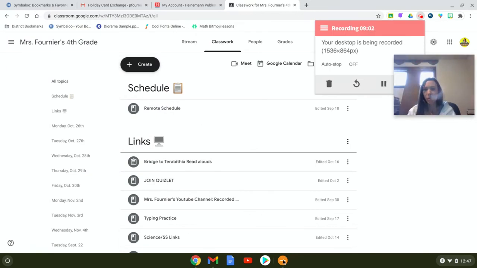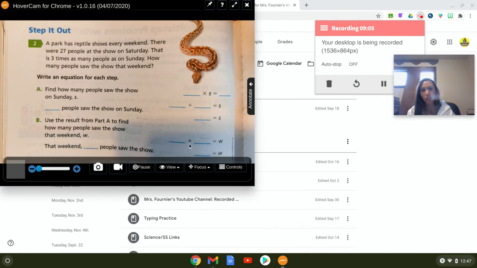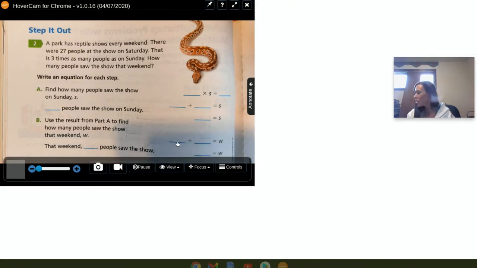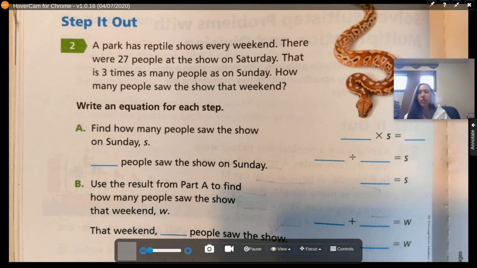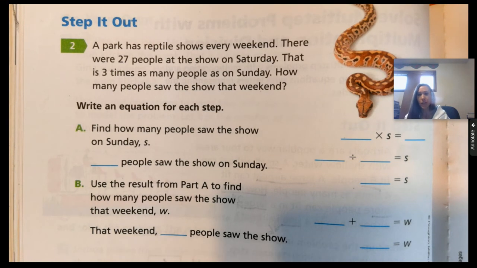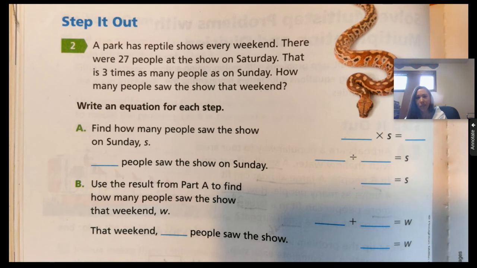Okay, so let's look at the problem on the next page, which is page 70, number 2, under Step It Out. It says a park has reptile shows every weekend. There were 27 people at the show on Saturday. That is 3 times as many people as on Sunday. So how many people saw the show that weekend?